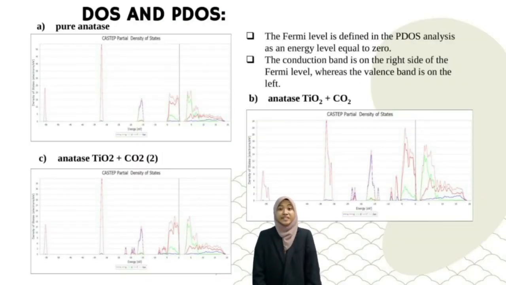All three figures depict the DOS and PDOS of pure anatase TiO2, anatase TiO2 plus CO2, and anatase TiO2 plus CO2 molecules, with the DOS represented as a sum line. The Fermi level is defined in the PDOS analysis as an energy level equal to 0. The Fermi level is the maximum energy level that an electron can occupy at absolute zero temperature. It is also vital to understand that the conduction band is on the right side of the Fermi level, whereas the valence band is on the left side.